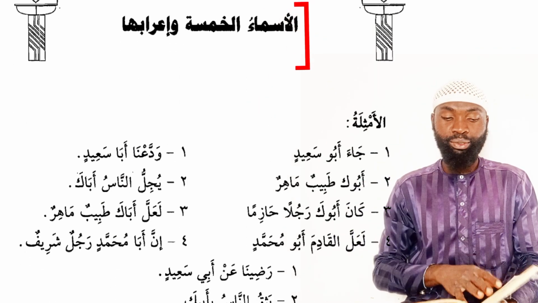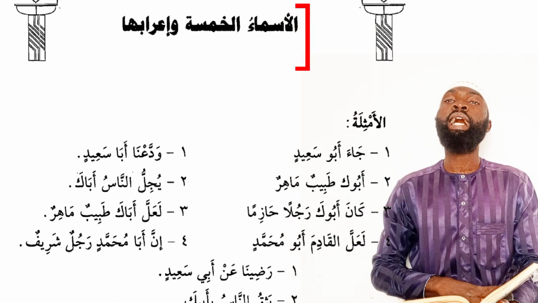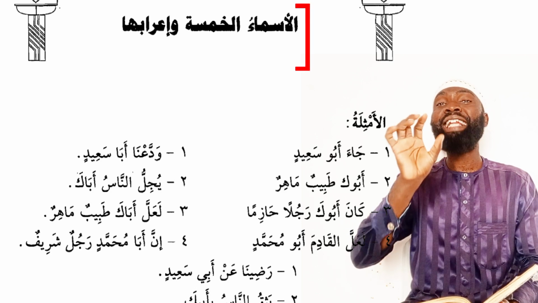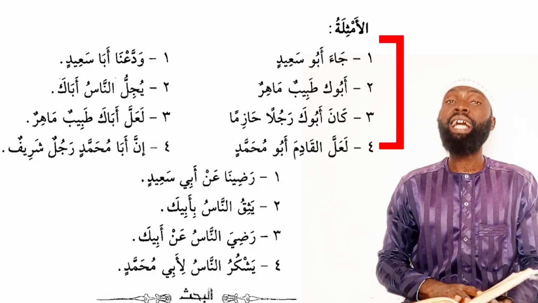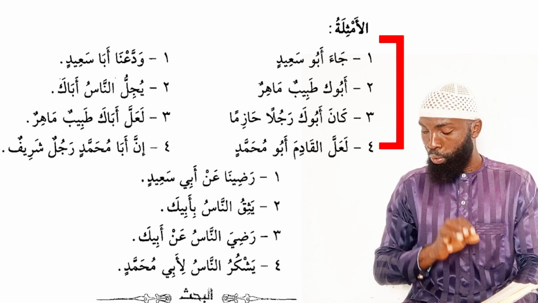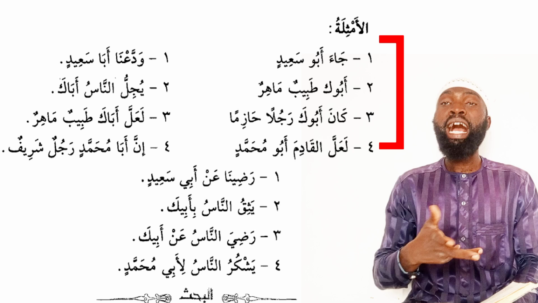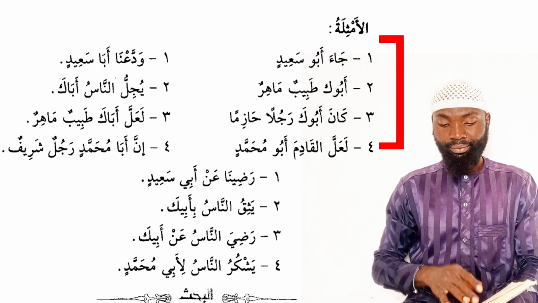So let's stay tuned. Here we have Al-Asma' al-Khamsa wa i'rabuha, the five nouns and their i'rab, their declension, how they end. We have the examples. The first example says, Ja'a Abu Sa'id. Sa'id's father came.